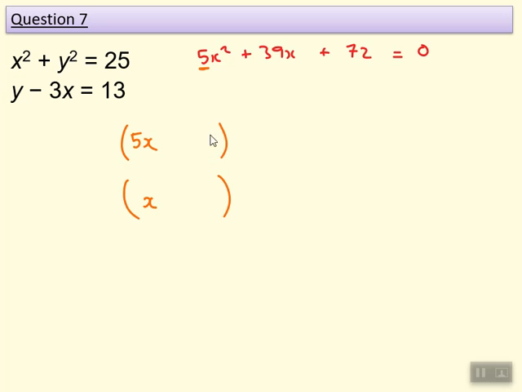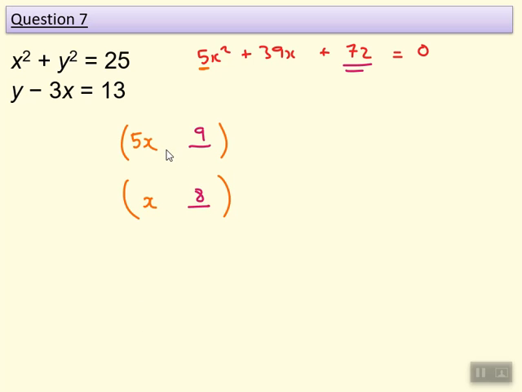Now the last two numbers, whatever they are, have to multiply to 72. So first of all, I take a guess. So for example, 72, 9 times 8, isn't it? Yeah. Okay, so 9 times 8.